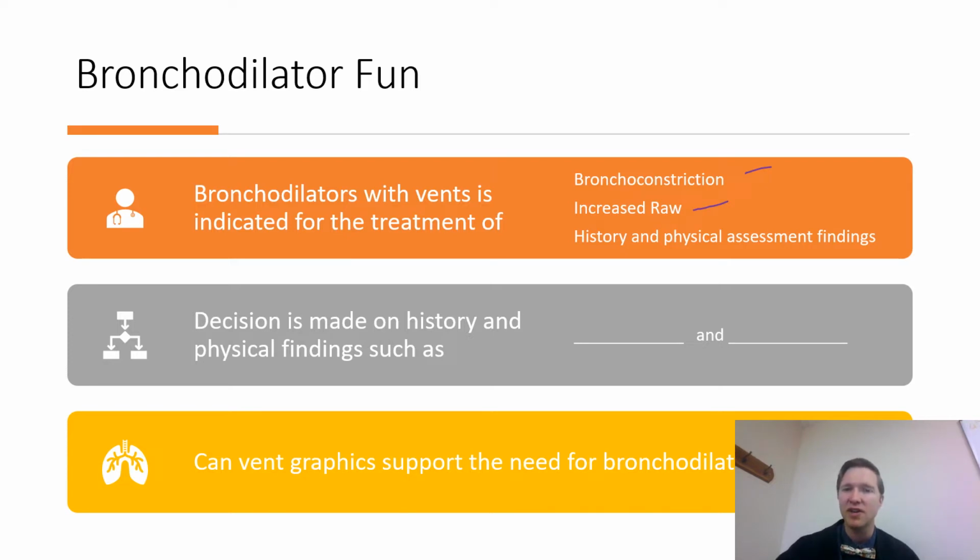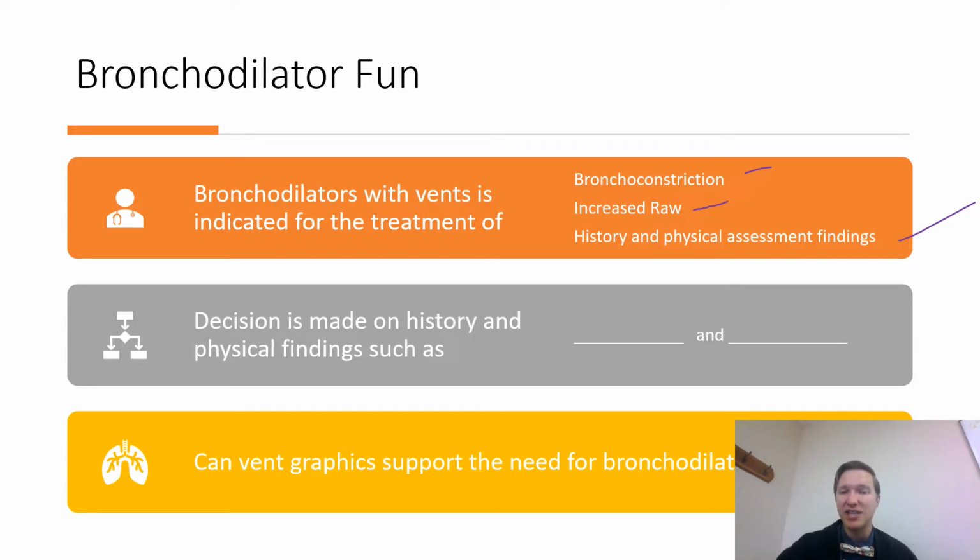What about the history and physical assessment findings? This patient has active wheezing. They have high airway resistance. They're working hard to breathe. They have a history of bronchospasm. They have a history of asthma. They have a history of COPD that includes a bronchoreactive response, right? So those would be indicators to go ahead and continue that therapy or start that therapy while on mechanical ventilation.